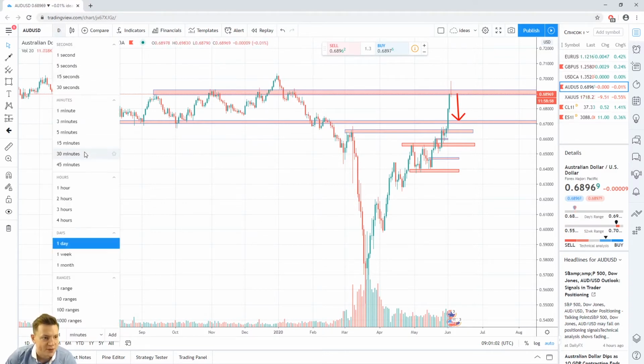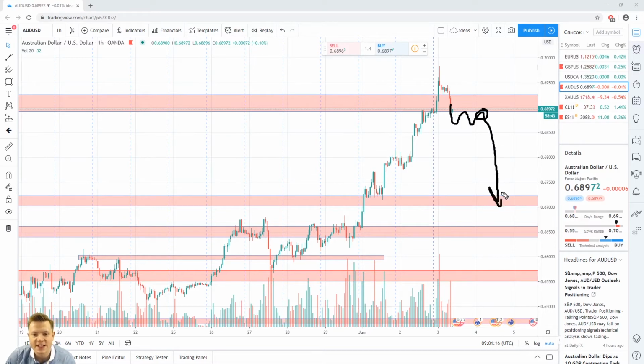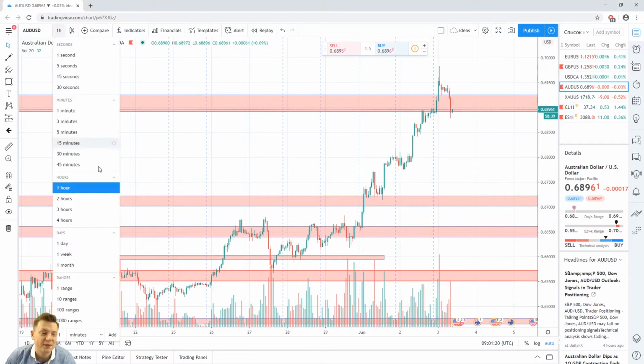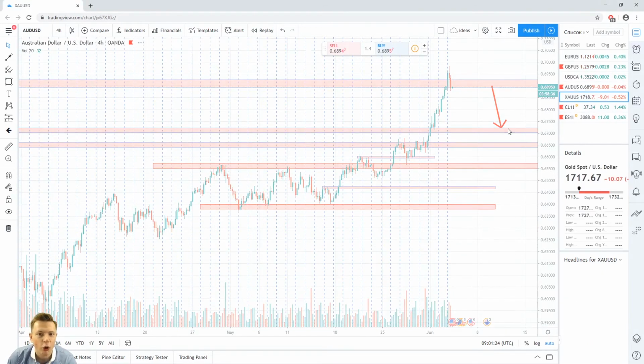That's why we have to go into a lower time frame, like in this case the H1 time frame. And if price holds below this level, it will be a nice opportunity to take a short trade. Your first target in this case will be 0.67. But yeah, better to say the first target will be around 0.67. This is enough.